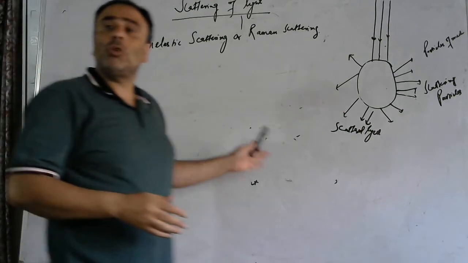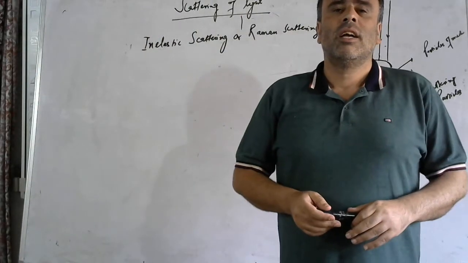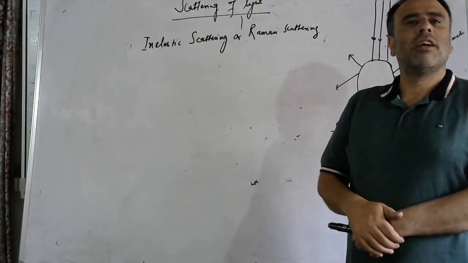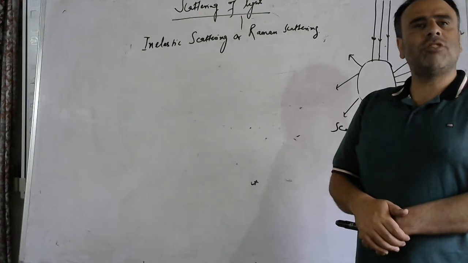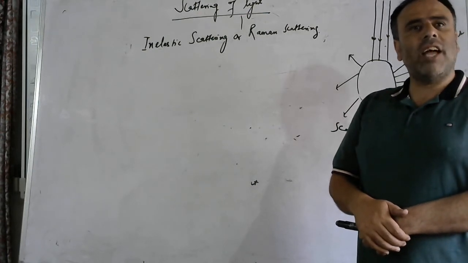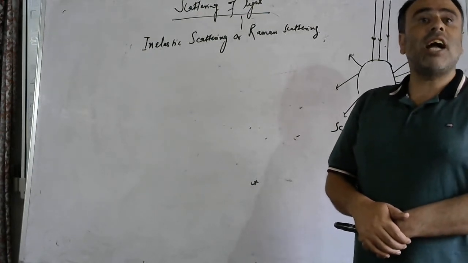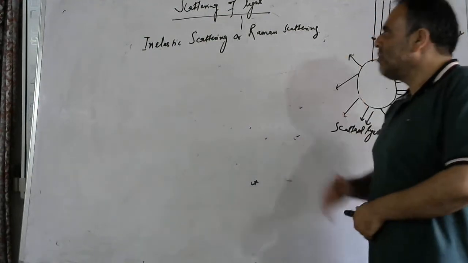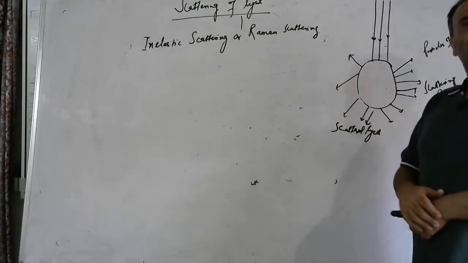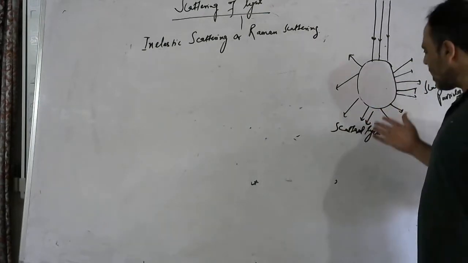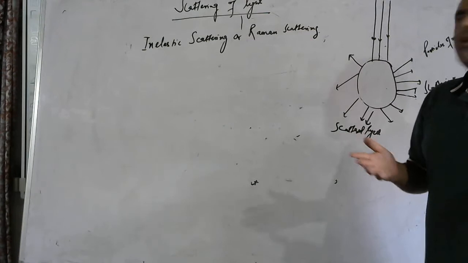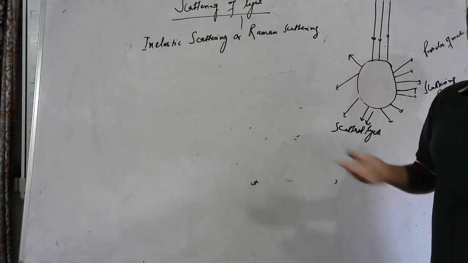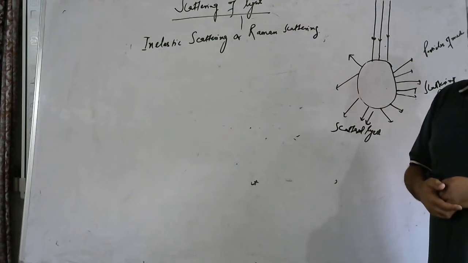This is opposite to that of elastic scattering. Elastic scattering में scattered light की frequency, scattered light की wavelength same थी as that of the incident light, लेकिन यहां सेम नहीं है. Here, the frequency or the wavelength of the scattered light is different from that of the incident light. Probably it is less than that of the incident light.